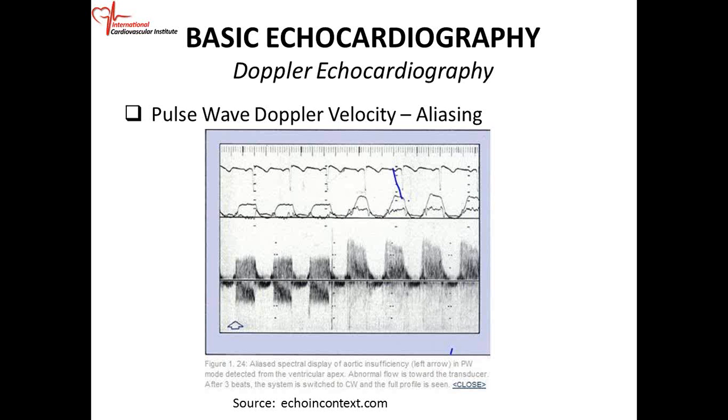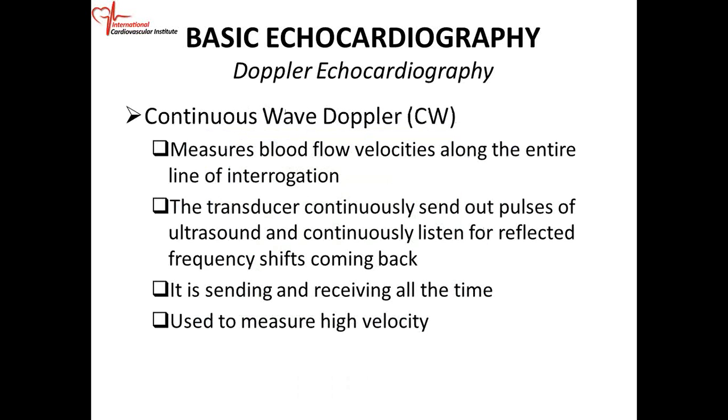If you have a high velocity, you need to go to CW, continuous wave Doppler. So pulse wave Doppler is used for low velocity flow, and for high velocity flow, you use continuous wave Doppler. For pulse wave, we use the symbol PW Doppler, and for continuous wave, CW Doppler.